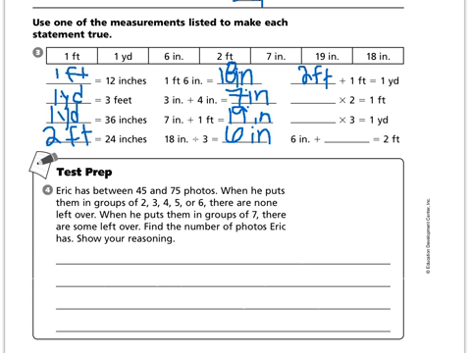What times 2 equals 1 foot? 6 inches times 2 would be 12 inches, which equals 1 foot. What times 3 equals 1 yard? And I know that that would be 1 foot times 3, because 1 times 3 would be 3, and I need 3 feet to equal a yard. 6 inches plus what equals 2 feet? And I know that 6 inches plus 18 inches would be 24 inches, which equals 2 feet.